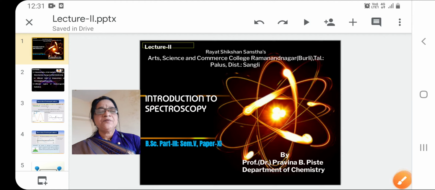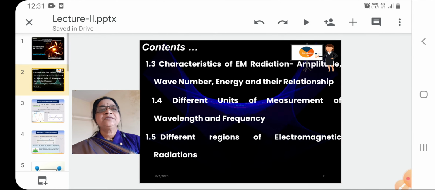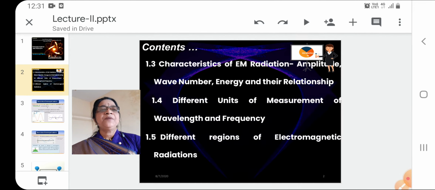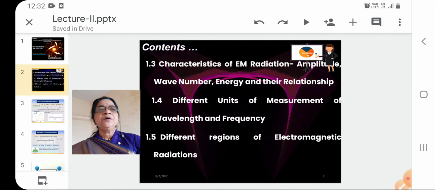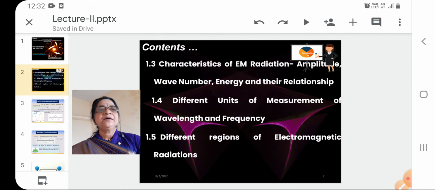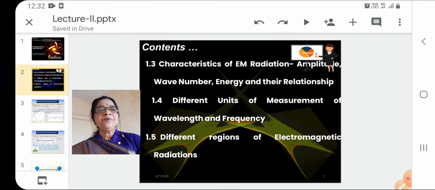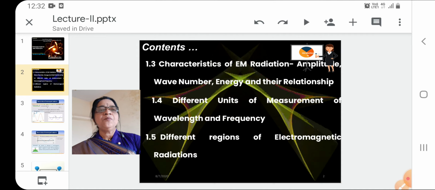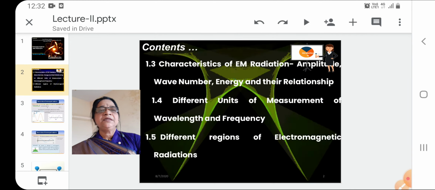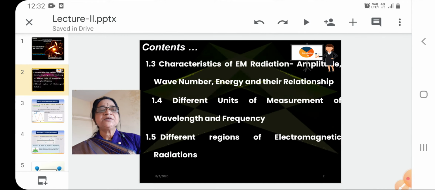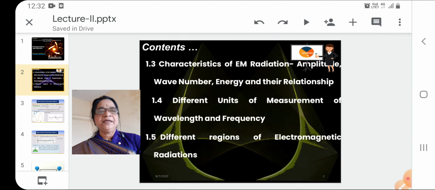Last period we studied the introduction to spectroscopy, the nature of electromagnetic radiation, and what spectroscopy is. Today we will see the characteristics of electromagnetic radiation: amplitude, wave number, energy and their relationship. Then the different units of measurement of wavelength and frequency, and the different regions of electromagnetic radiation.